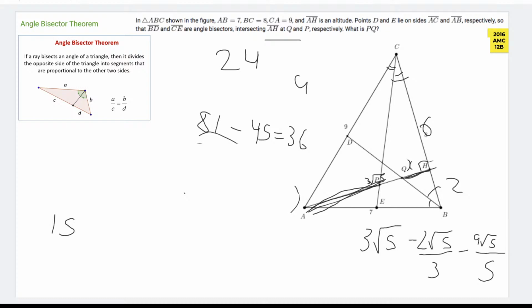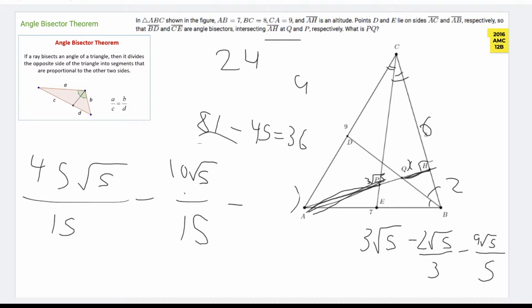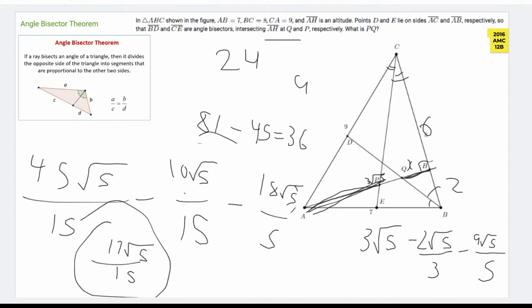Now it's just computation. 45 times the square root of 5 minus 10 times the square root of 5 minus 18 times the square root of 5, all over 15. After you simplify, you get 17 times the square root of 5 over 15 as the length that we wanted. So this shows the power of the angle bisector theorem. This was one of the problems towards the end, but with the angle bisector theorem, it was just computation.